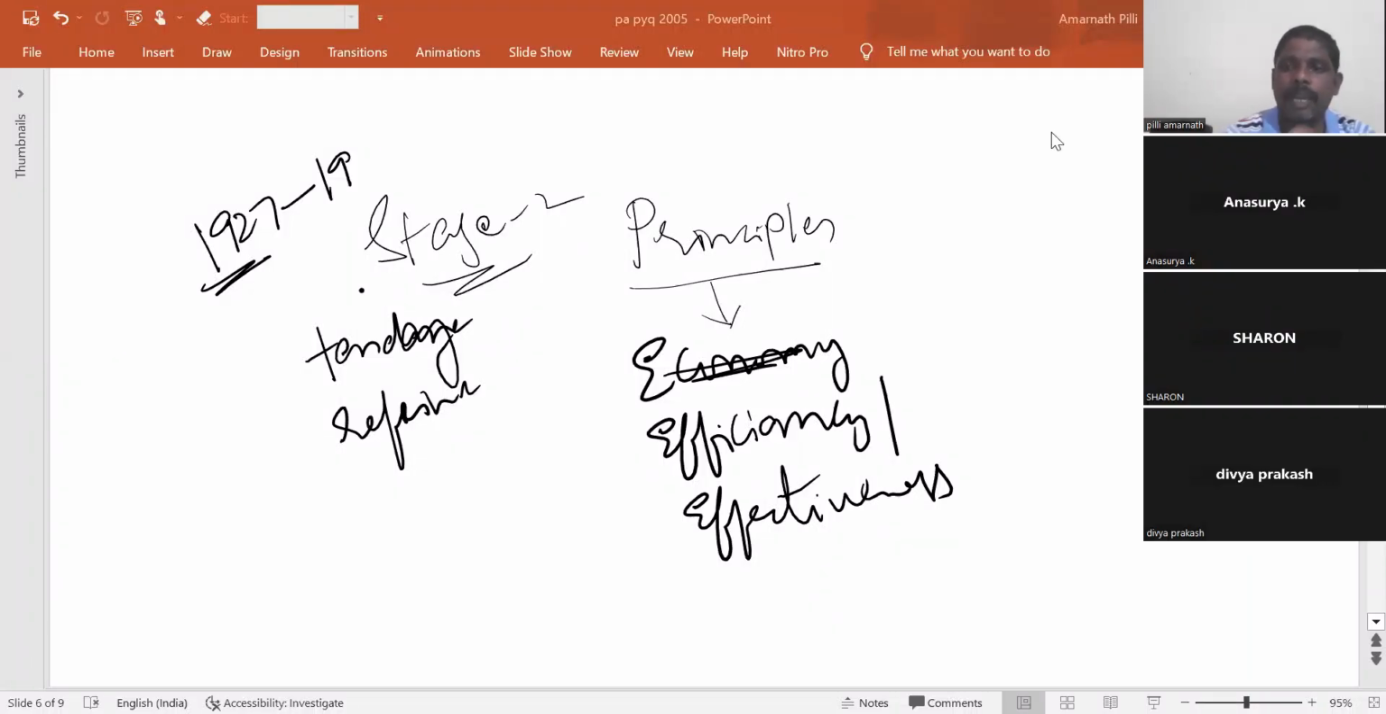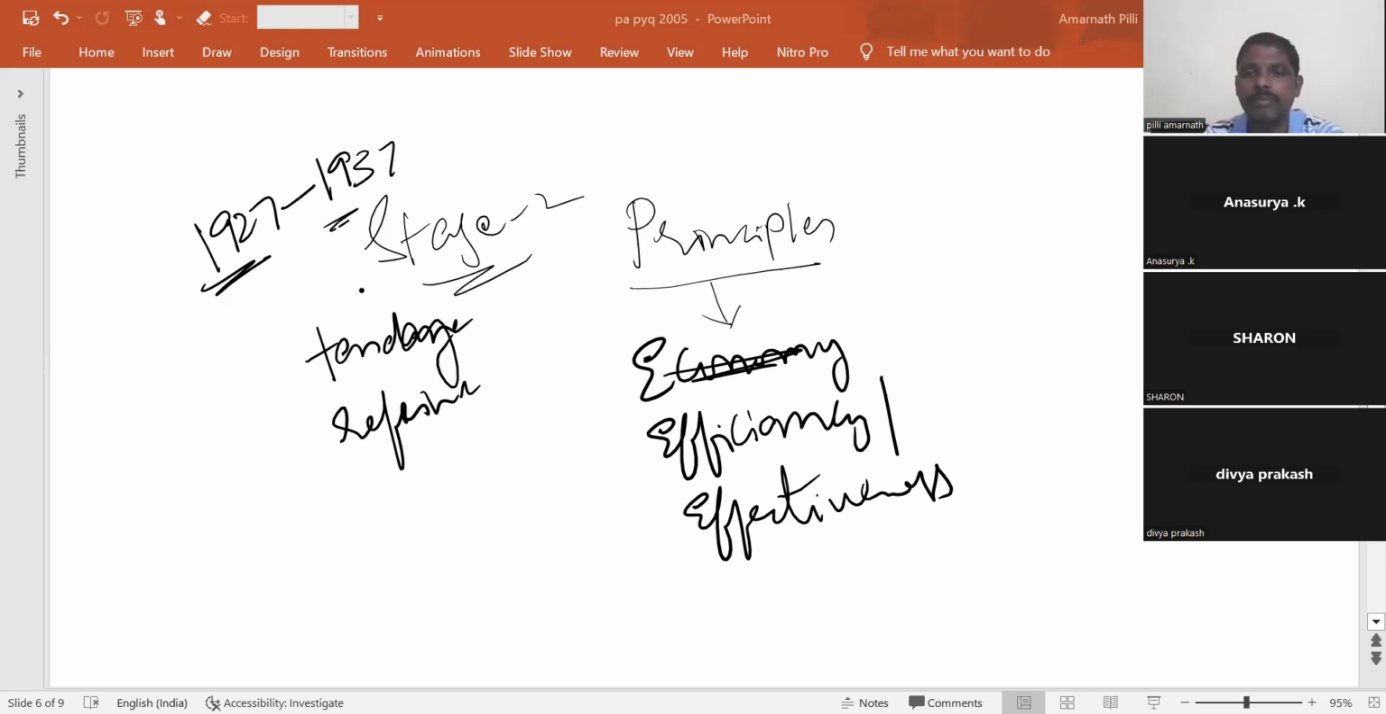Right. So from 1927 to 1937, this stage started with the views of Willoughby. According to Willoughby, it is the duty of scholars of public administration to bring out the principles of administration.